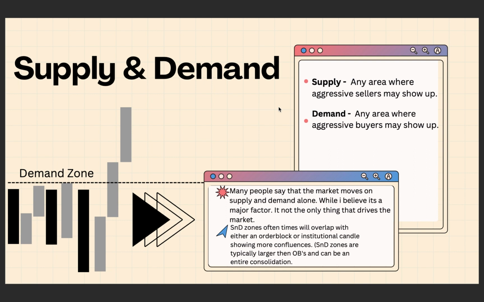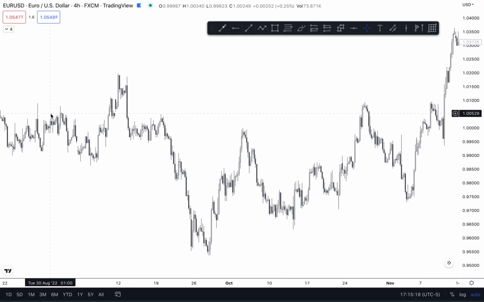But now we're going to go over to TradingView and actually look for some supply and demand. Alright, so I have EUR/USD pulled up, and we're just going to look for some areas of supply and demand.